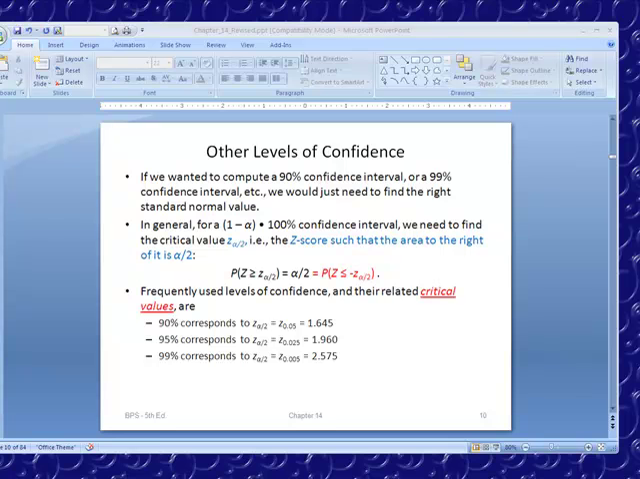Now, how do we find that? Well, we're going to have a certain confidence level for our confidence interval. And the way we do this is we say 1 minus alpha times 100% gives us our confidence level. So for a 99% confidence interval, our confidence level is 99%, and we can find critical values for that.